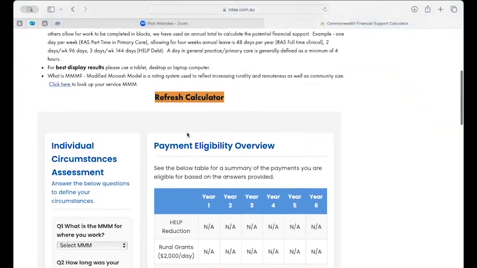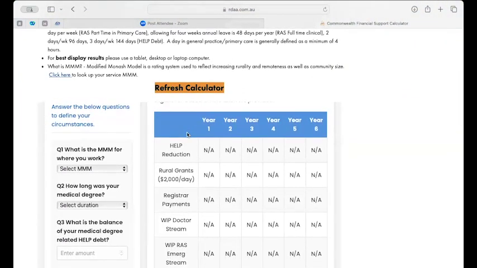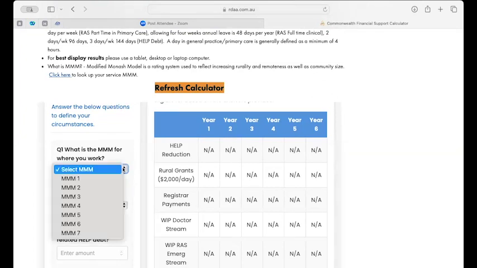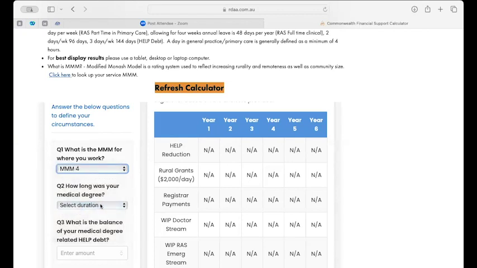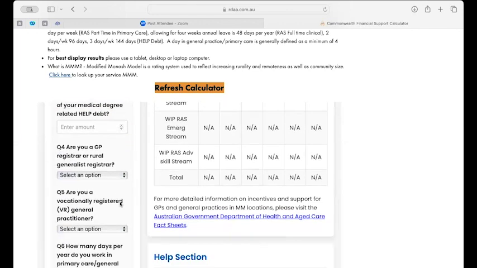We might do a scenario this time for a senior doctor, and this might be a good way for practices to think about how they might be advertising for a fellow doctor to work in their practice. So let's do my old town where I used to work, Kingaroy. We'll say 6 years, but you're looking for a senior doctor and they've paid off all their HELP debt and HECS debt. So we'll say they're not a registrar.